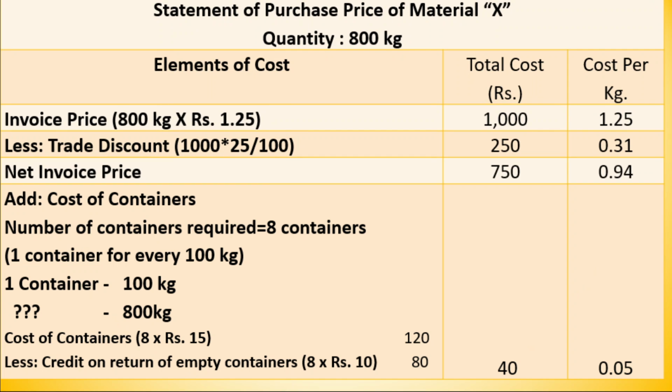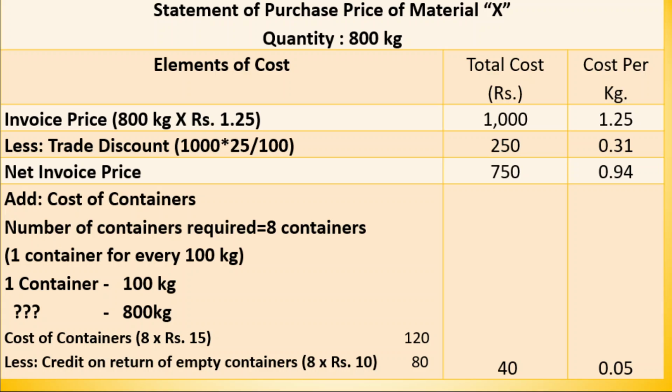Now, all those incidental expenses related to purchase of materials need to be added. Here we have the cost of containers. Now, let's first calculate the number of containers required. For every 100 kg, you require one container. Therefore, for 800 kgs of materials, how many containers are required? When you cross multiply, we require 8 containers here. So what is the cost of containers?